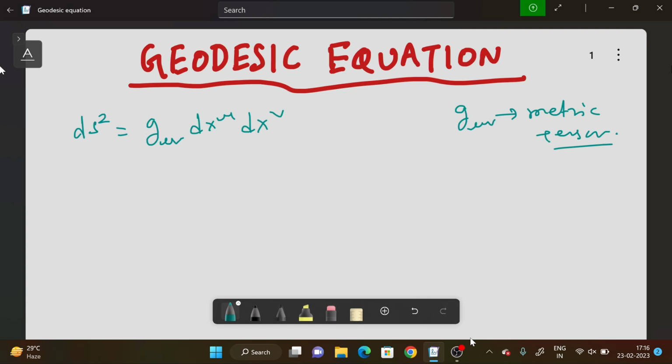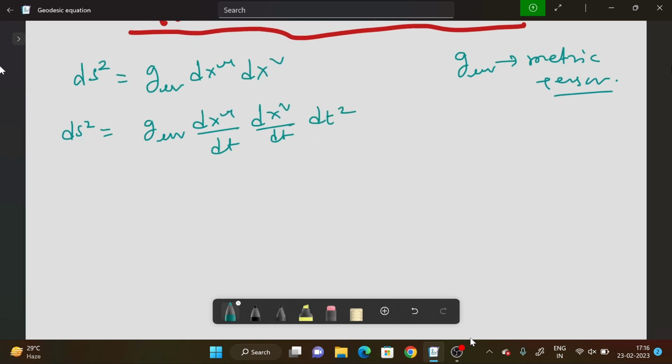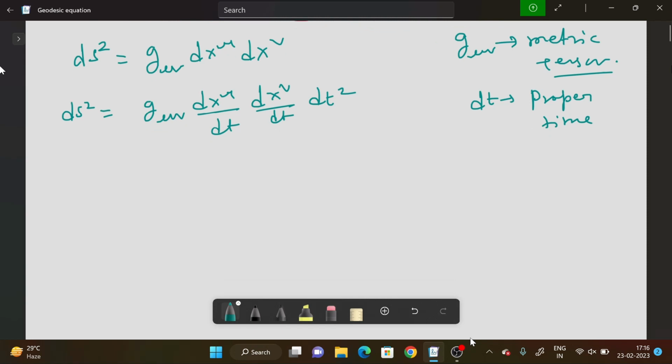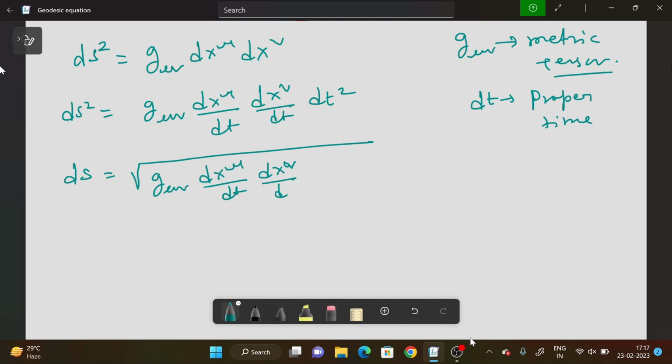If I want, I can write this as g mu nu dx mu upon dt times dx nu upon dt times dt squared. This does not change the equation, right? And the dt that I'm using over here is the proper time. It's not the usual time, it's the proper time that we use in special relativity. Now ds becomes the square root of g mu nu times dx mu upon dt times dx nu upon dt, with dt outside the square root.